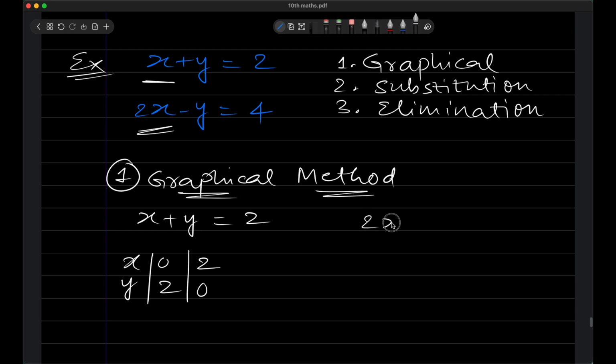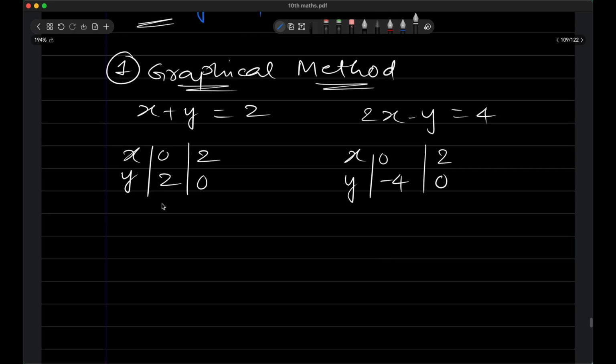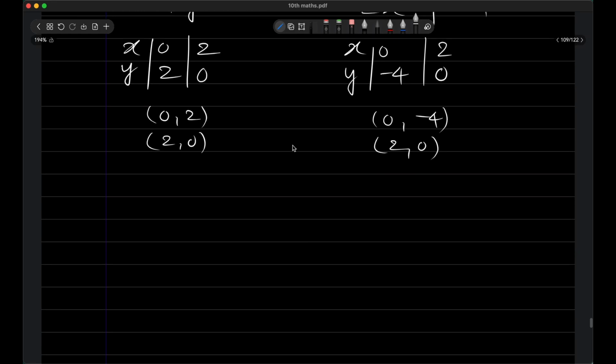For the second line 2x minus y equals 4, if we put x equals 0, we will get y equals minus 4, and if we put y equals 0, we will get 2x equals 4, x equals 2. So the points for the first line are (0, 2) and (2, 0). For the second line, the points are (0, minus 4) and (2, 0). Let us plot the points on the graph.